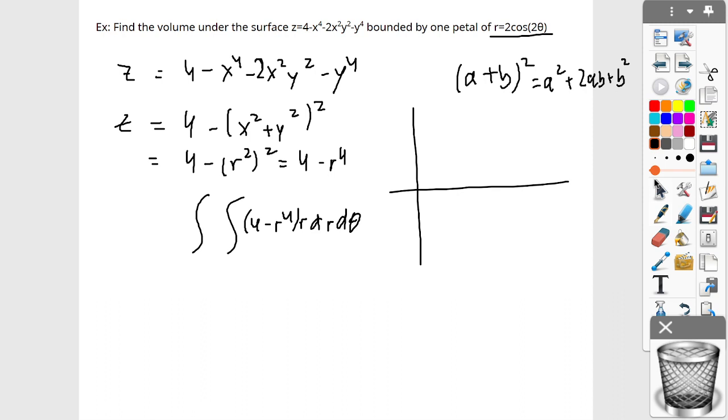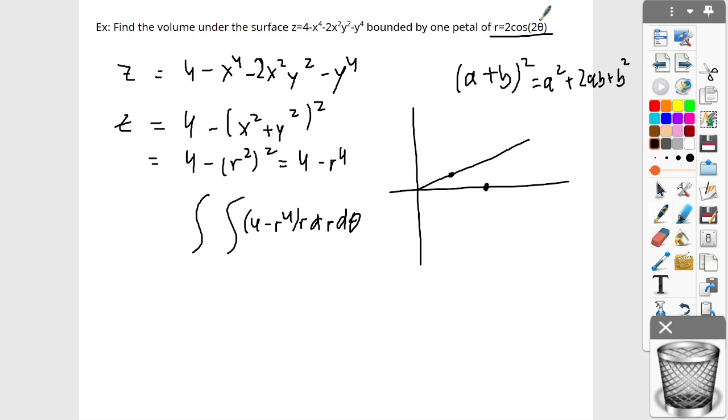We're actually going to have to graph the region. So when theta is equal to 0, we get r is equal to 2, so something like this. When theta is equal to pi over 6, we'll get 2 cosine of pi over 3. Cosine pi over 3 is 1/2. So when theta is pi over 6, it'll look something like this.